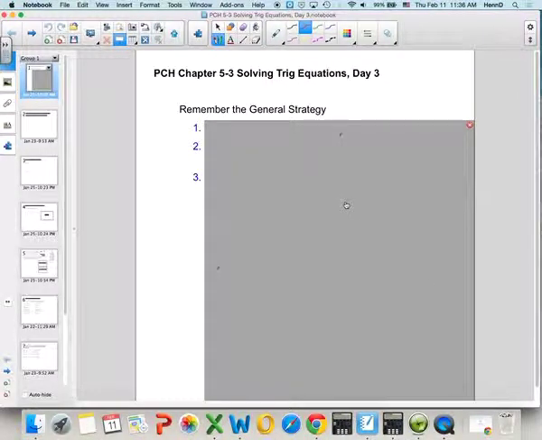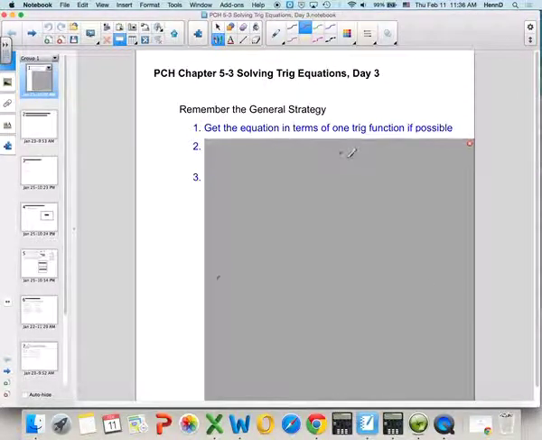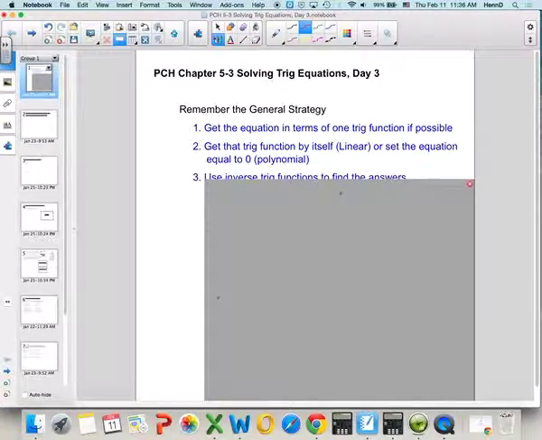Alright, so just a reminder of our general strategy. Make sure we get everything in terms of one trig function if we can. Secondly, determine if it's a linear or polynomial and solve it accordingly to get that trig function by itself. And then finally, once the trig function is by itself, we can get our answers using the inverse trig functions. Okay?